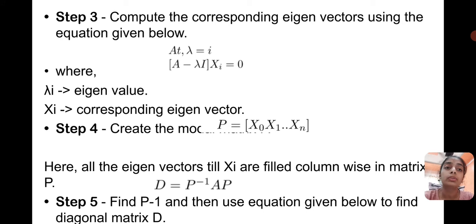Step 3. Compute the corresponding eigenvectors using the equation below. At lambda is equal to lambda i, A minus lambda i I times xi is equal to 0, where lambda i is the eigenvalue and xi is the corresponding eigenvector. Create a model matrix P is equal to x0, x1 till xn. Here all the eigenvectors till xn are filled column-wise in the matrix P. Step 4. D is equal to P inverse AP. Step 5. Find P inverse and then use the given equation to find the diagonal matrix D.